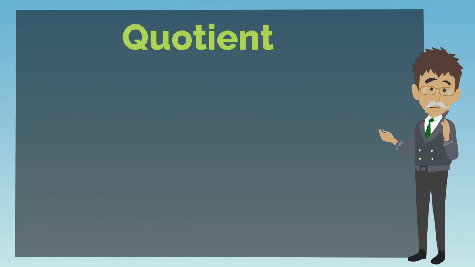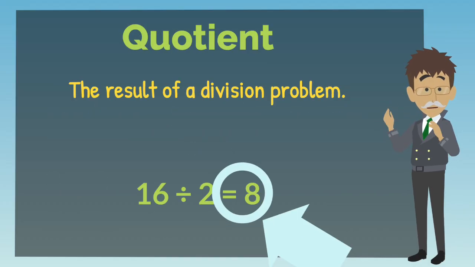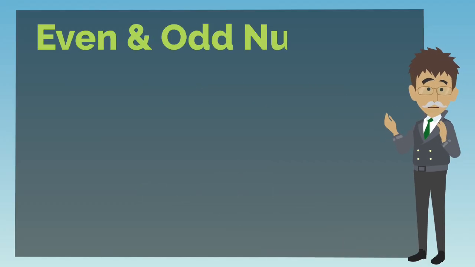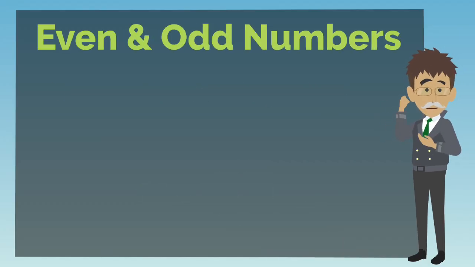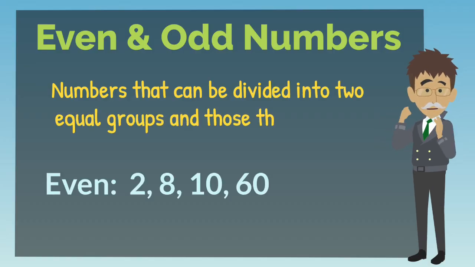Quotient. The result of a division problem. Even and odd numbers. Numbers that can be divided into two equal groups and those that cannot.